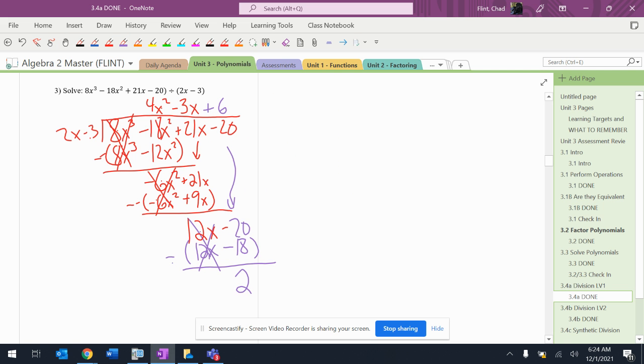All right, so now here's the first time this has happened. There's a 2 left over. There's nothing left to bring down. All right, I can't go any further. That means this guy right here is a remainder. And what this means is that 2x minus 3 is not a factor.